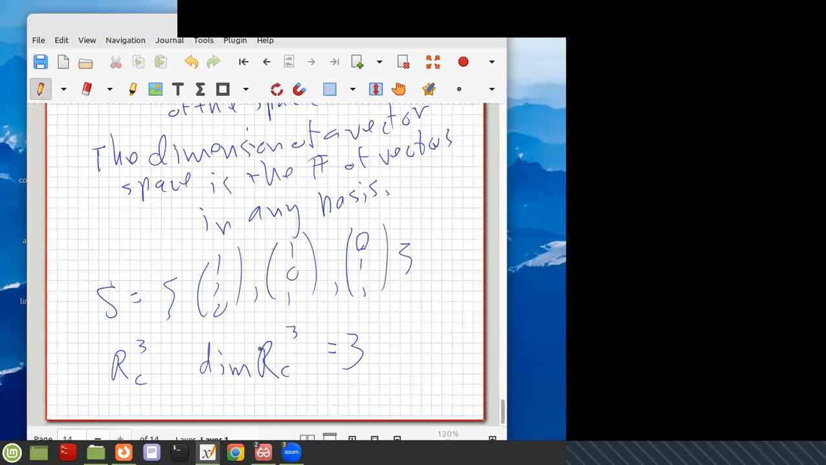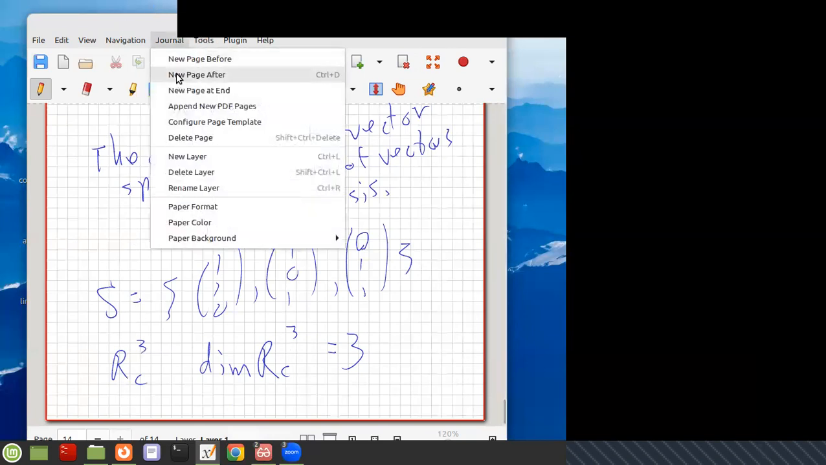This is what you naturally think of as 3-dimensional space, the number of vectors in the basis. But the point is that now you think of these as coordinates. These bases are like coordinate systems in physics or engineering.